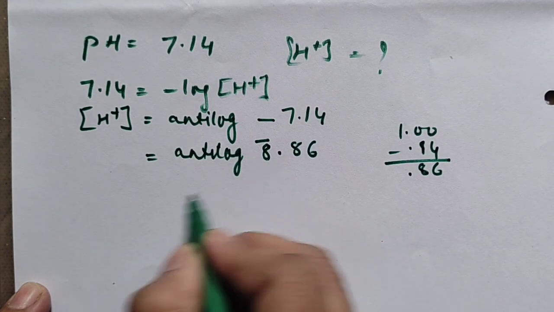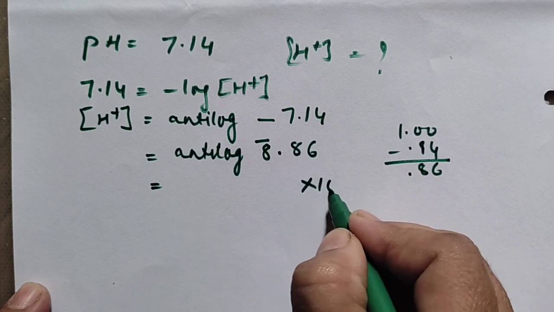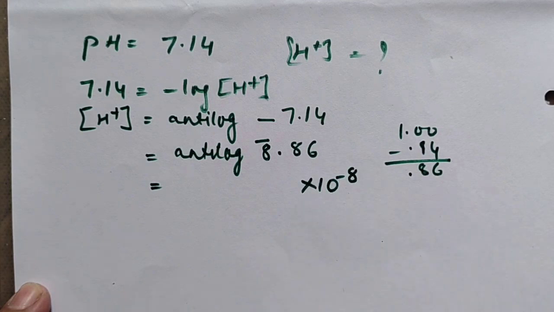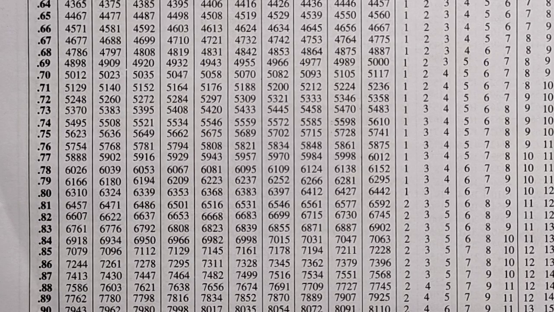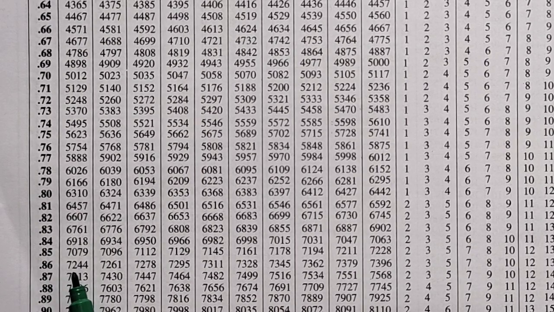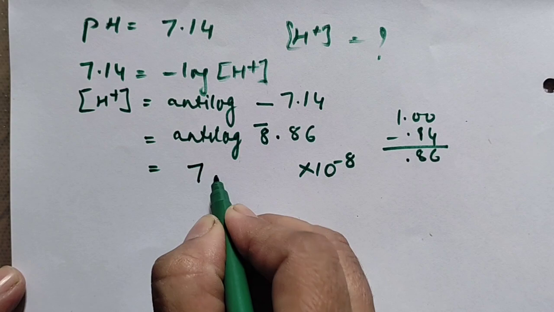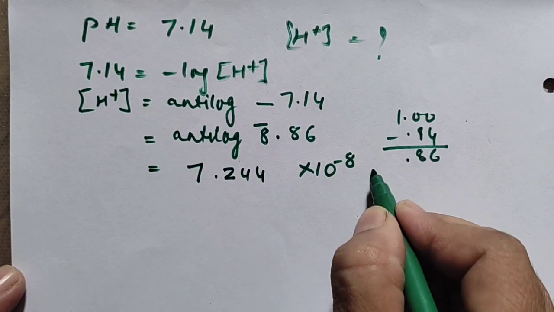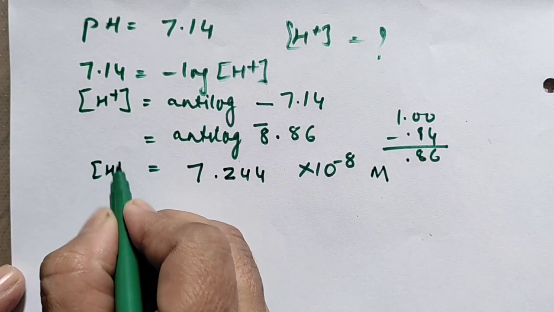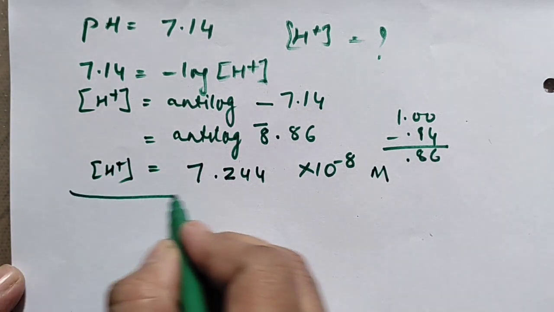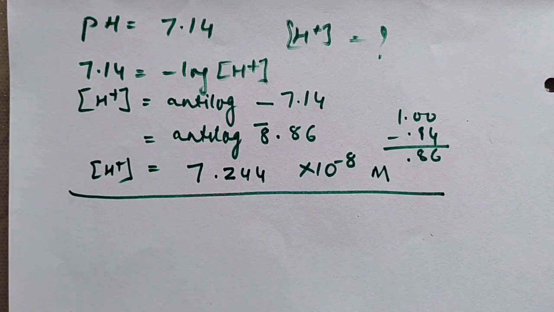So whatever is there before the decimal, you take as 10 to the power minus 8, and 0.86 we will check in the antilog. So 0.86 under 0 is 7244. So you will write this answer as 7.244 times 10 to the power minus 8 molar. This is the H plus concentration. I hope you have followed how to calculate the hydrogen ion concentration if the pH is known, whether it is a whole number or in fractions. Thank you for watching.